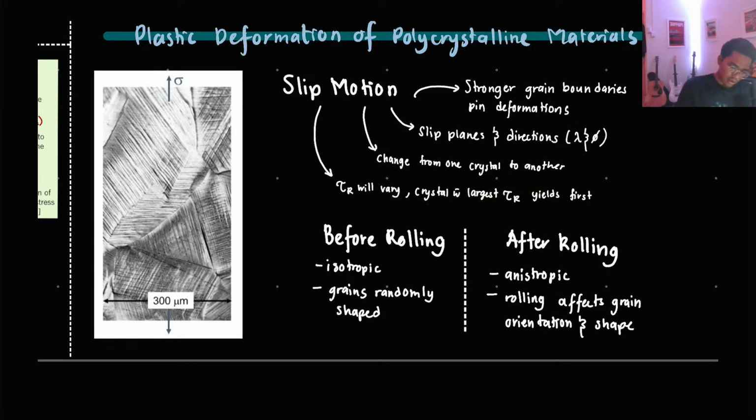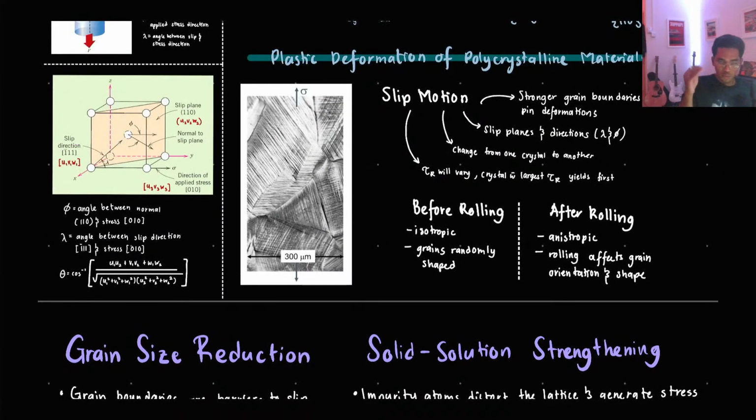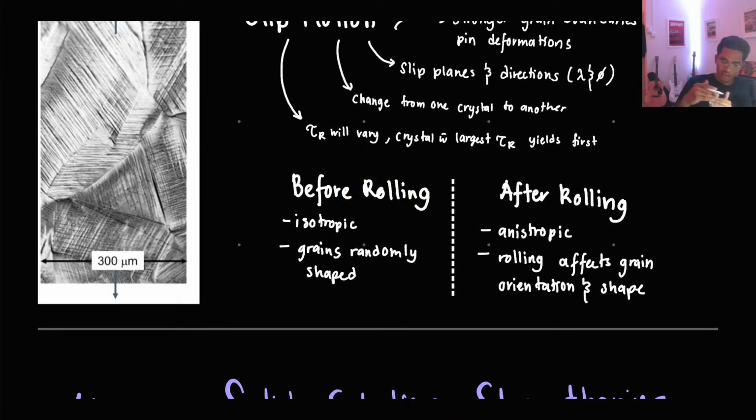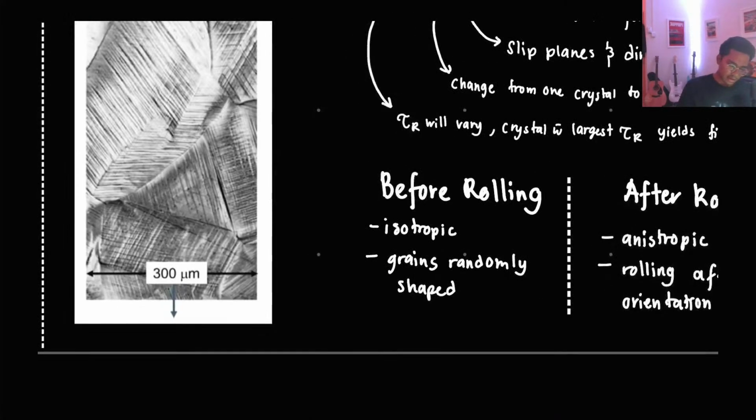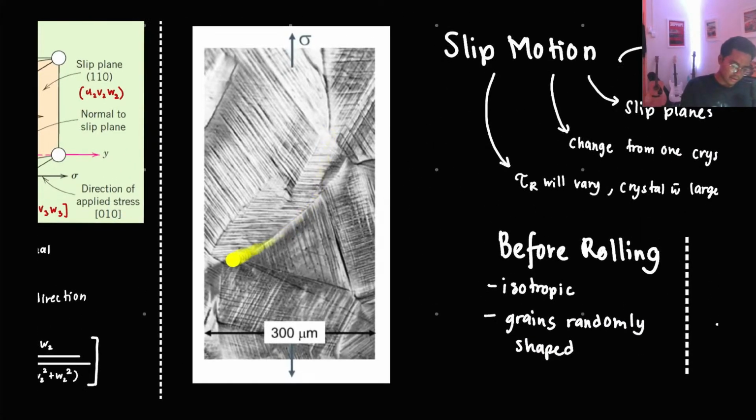Okay, so let's say we want to deform the material. How do we deform it? By rolling. Rolling is like the process of compression. So there is before rolling and after rolling. Before rolling, the compound is isotropic, and the grains are randomly shaped. What I mean by randomly shaped is like this: some of the grains are big and some of the grains are small.